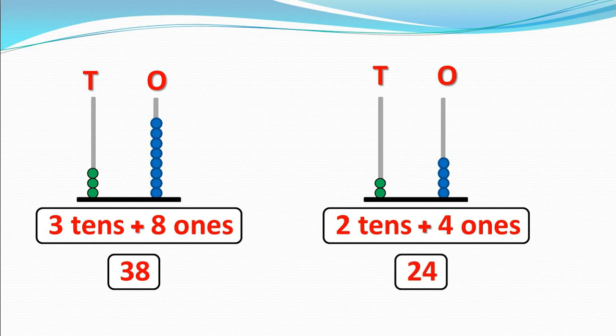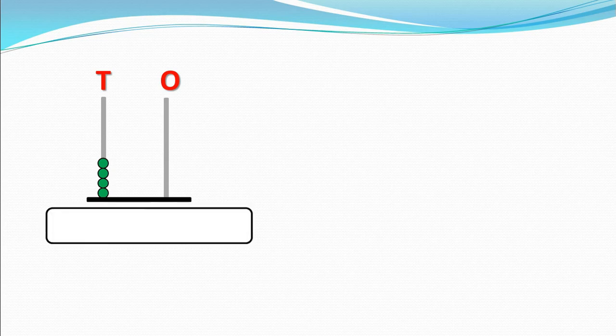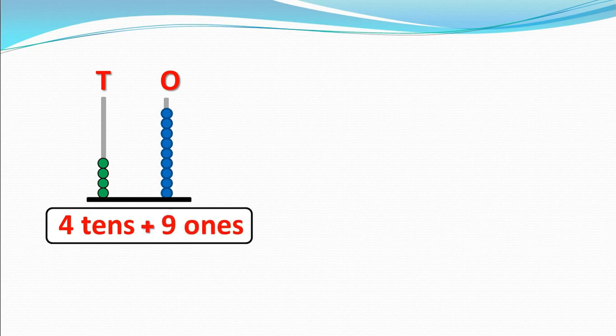Now this abacus shows 1, 2, 3, 4 beads on tens rod, which means 4 tens. And ones rod has 1, 2, 3, 4, 5, 6, 7, 8, 9 beads, which means 9 ones. So 4 tens and 9 ones makes 49.